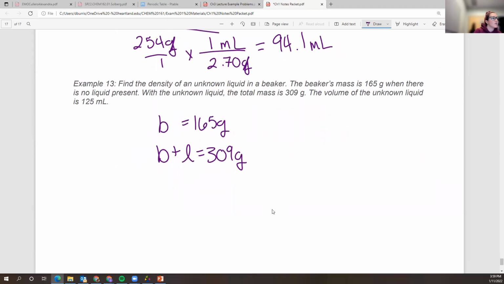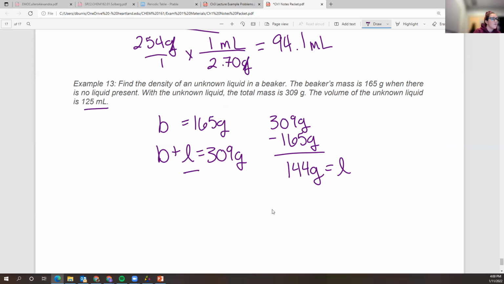So in order to figure out what just the liquid is, that's pretty easy. I can do 309 grams minus 165 grams. And I'm going to get that the mass of just the liquid is 144. Okay. I also gave you the volume, so maybe I put this into a beaker, so you can read 125 milliliters on there.